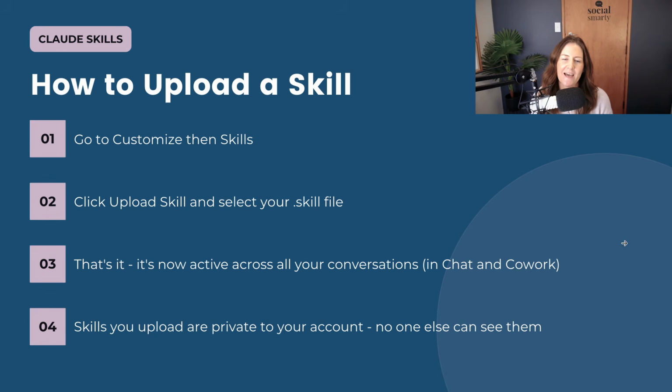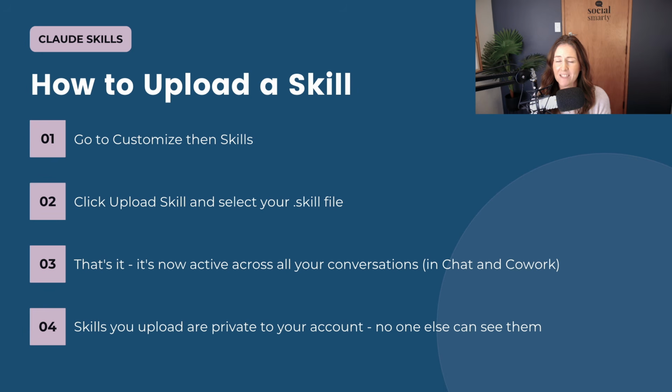Okay, next up, how do we actually upload a skill? I'm going to jump in live shortly and show you the exact steps, but it is so simple. We simply go to customize, which is one of the little settings on the left-hand side of our Claude account, and then we upload the skill. Now the skill is going to be a particular type of file. So it's not like a Word document or a PDF or anything like that. It really is its own type of file.